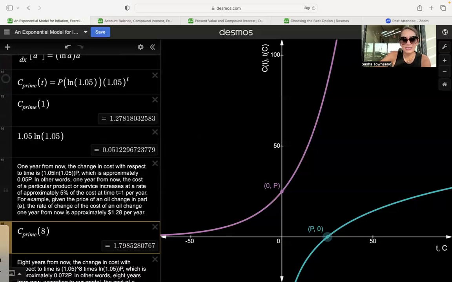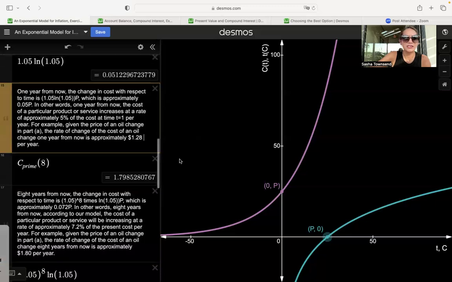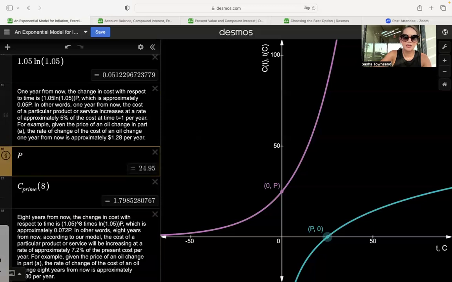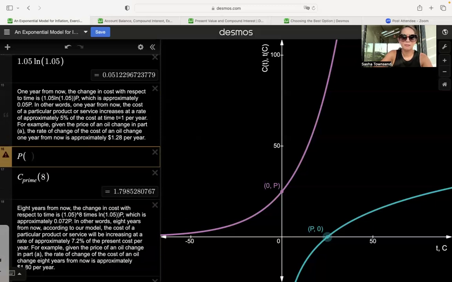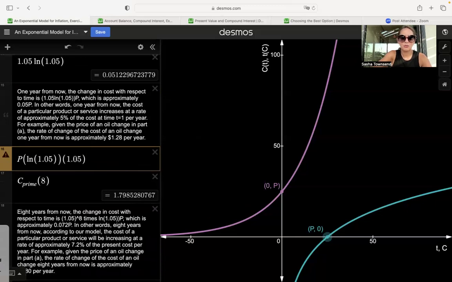And we can do the same thing at t equals 8. We evaluate the same function, but now instead of plugging in t equals 1, you plug in t equals 8. So our function was p, and then you multiply by the natural log of 1.05, and then you multiply by that 1.05 raised to the 8th.